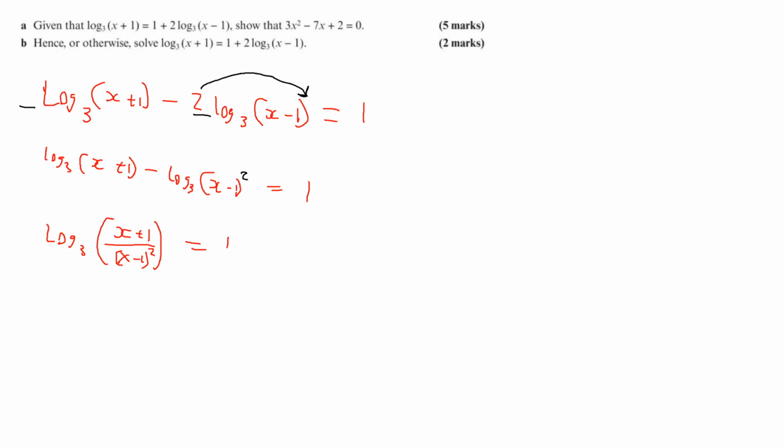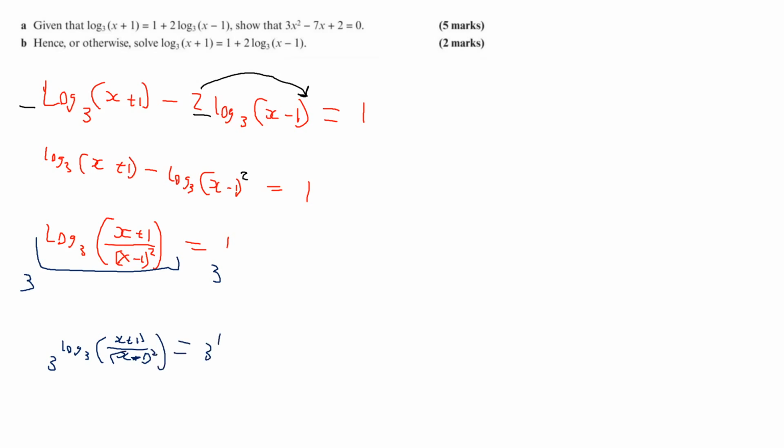Now, I know what you're thinking. Sammy, how am I going to take it out of the logs? Well, remember what I said, guys. This is the power needed of 3 to get it equal to 1. So what we can do is we can power both of these by 3. And what I mean is that 3 to the power of log base 3 of x plus 1 over x minus 1 all squared, right? That's equal to 3 to the 1.